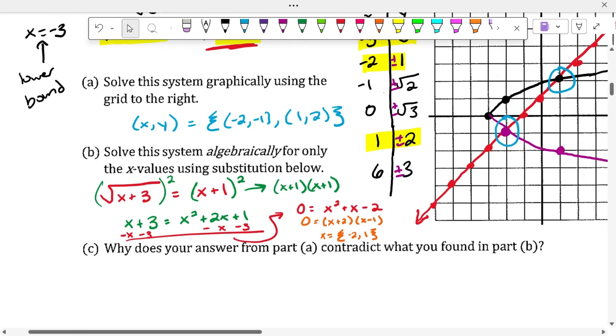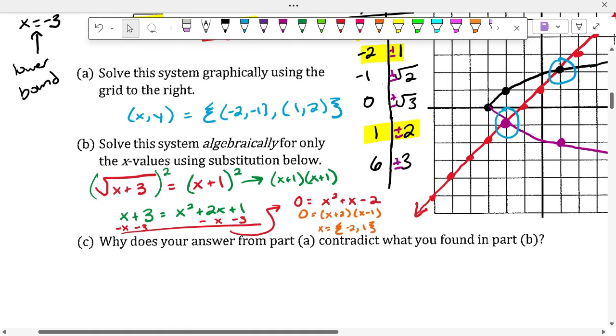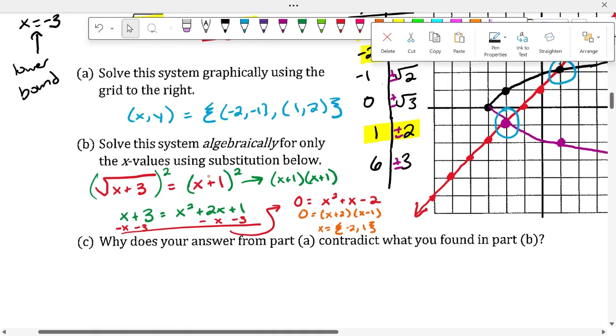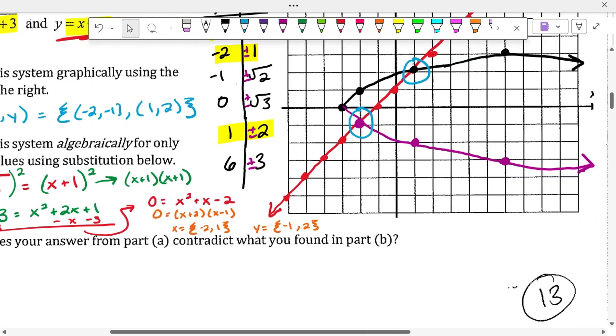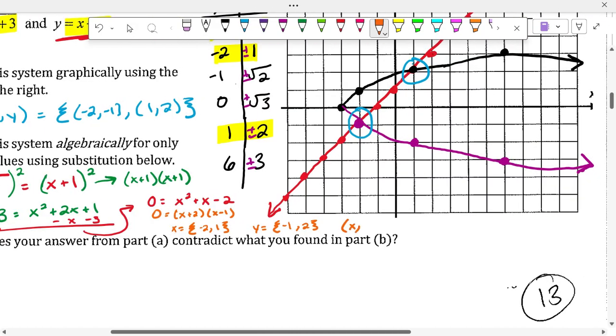We then plug it back into one of our equations to get the y's. So I'm going to plug it into the x plus 1. So that means that the y's are negative 1, because negative 2 plus 1 is negative 1, and 2. So the point (x, y) would be equal to pretty much the same thing that we got.